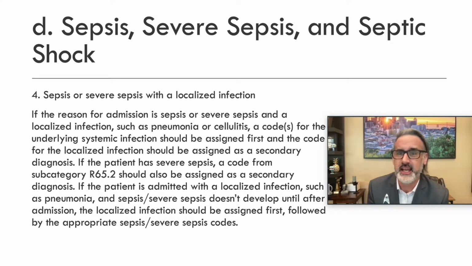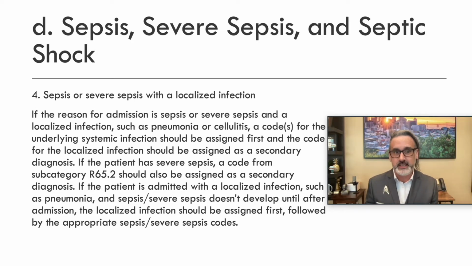So translating this, just like how it was with the underlying infection code going first and then the R65.2 going second, if the patient has then the localized infection, still the underlying systemic condition that's related to the severe sepsis still gets listed first. But then secondary would be the local infection code. And then if the patient has severe sepsis, then the R65.2 would be added.